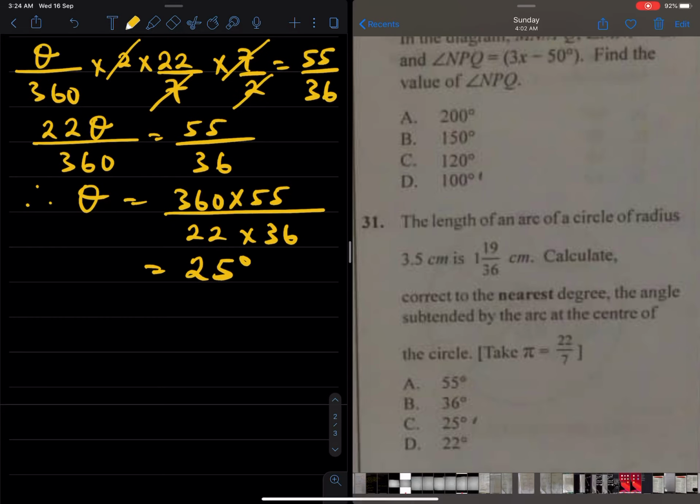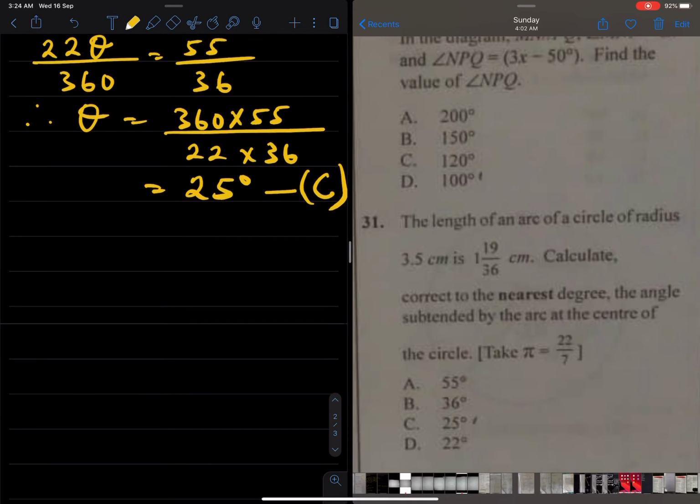So the angle subtended by the arc at the center of the circle is 25 degrees, which is option C. That's option C. And now to the next question, 32.